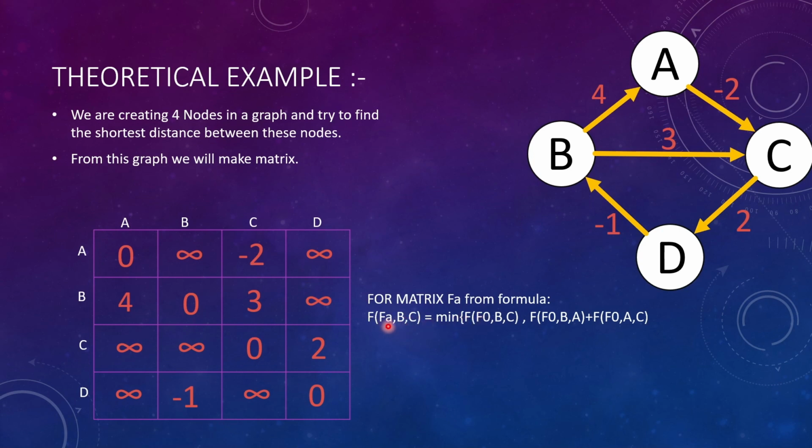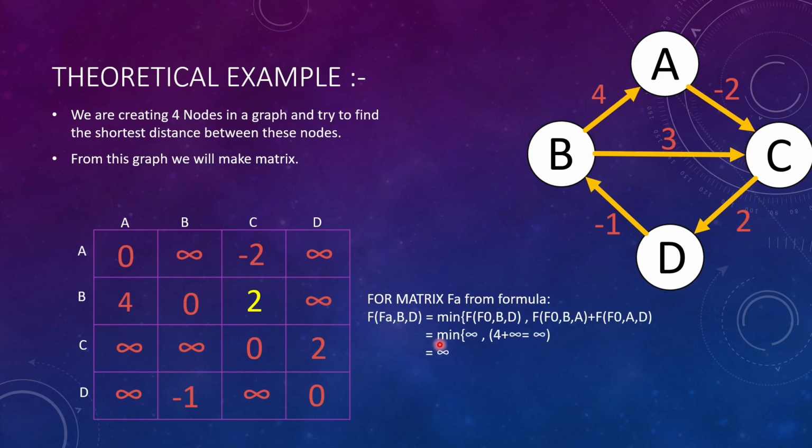Now this is our function for going from B to C. B to C was previously 3 here, and after that we are going B to C via A. So first we will go from B to A here, which is 4, and after that we will go from A to C here, which is minus 2. So effectively it will be 2 and it is lesser than 3. So the value gets updated here as 2. From the graph you can also see that going from B to C directly it is 3, but if you go via A, effectively it will be 2.